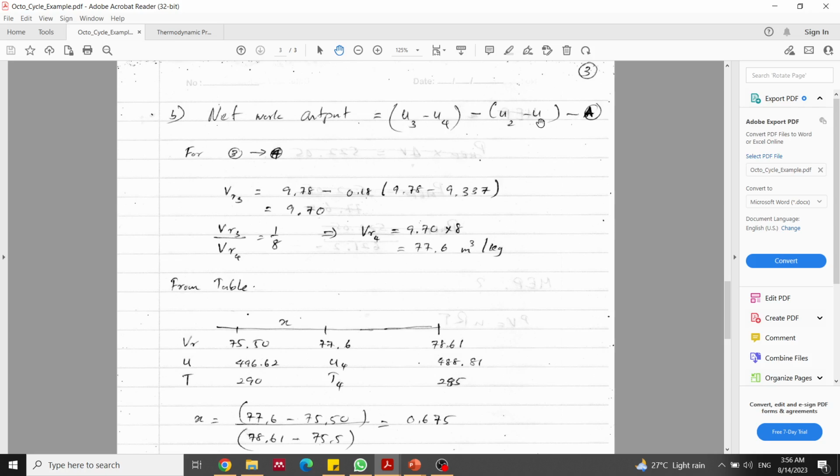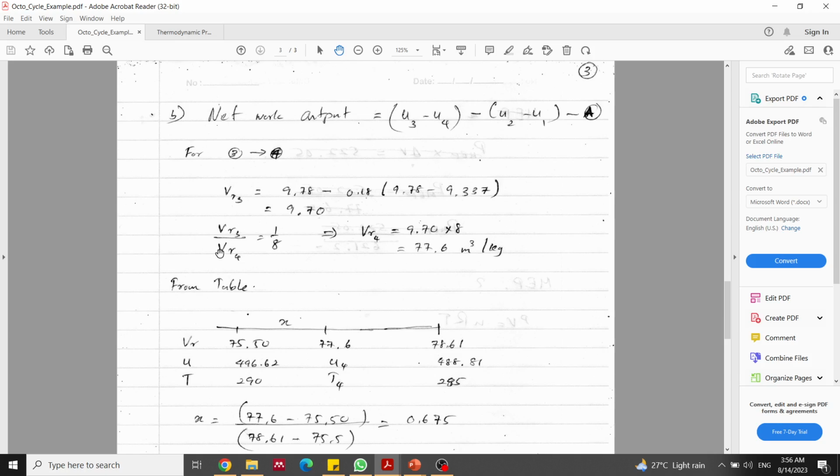Then we know all these values, right? Let me see, do we know this value? We know U1, U2, and U3, right? We are left to figure out the U4 value. So for that one also we can formulate an equation using the compression ratio, right? So from process 3 to 4, we can get something like this, right?